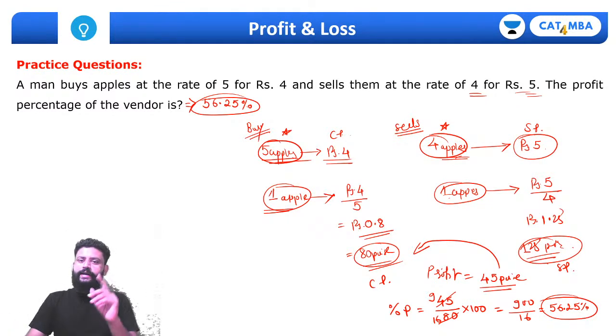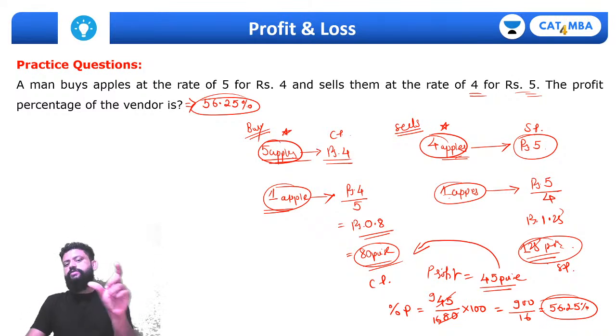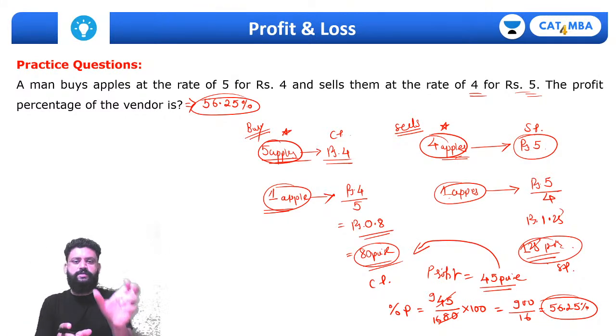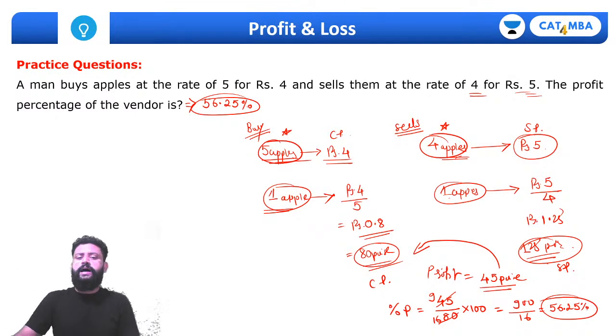OK, so I am going to give you one shortcut for this question. One thing you need to understand: the five apples for rupees 4 and 4 apples for rupees 5, that was not the actual quantity given. We were given a few rates: what is the buying rate and what is the selling rate, that's what. Now listen, at the first rate you bought 1 apple and sold 1 apple, and you got the percentage as 56.25% profit.